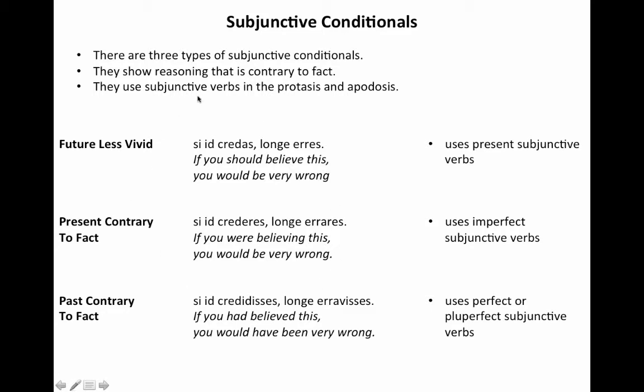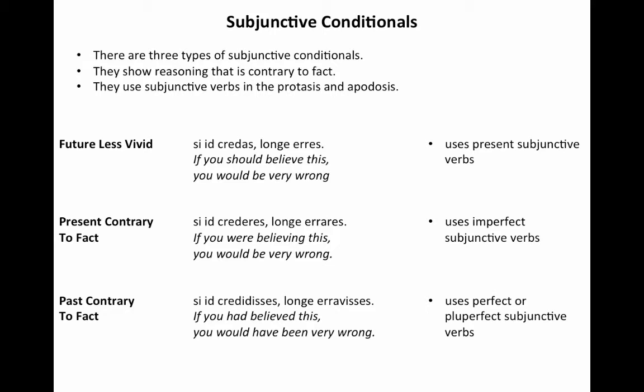Note that in all three of these, there is doubt that the second part happens. Look at the past contrary to fact. If you had believed this, you would have been wrong. But the assumption is that you didn't believe it, so you aren't wrong. These are the main 6 types of conditionals, the 3 indicative and the 3 subjunctive in Latin.